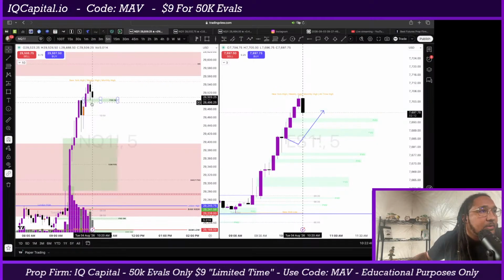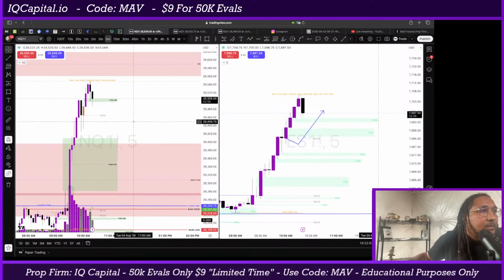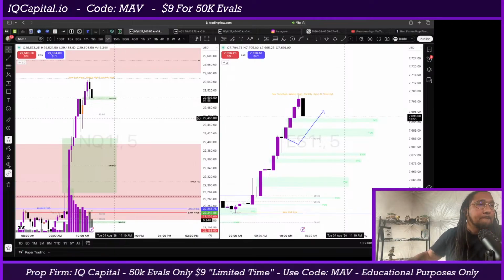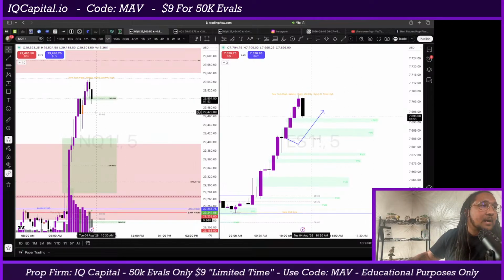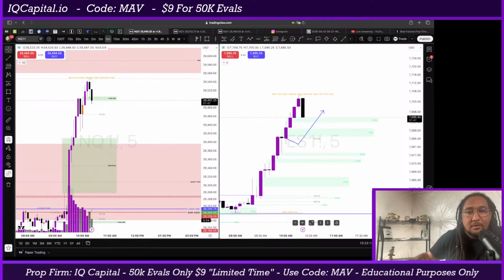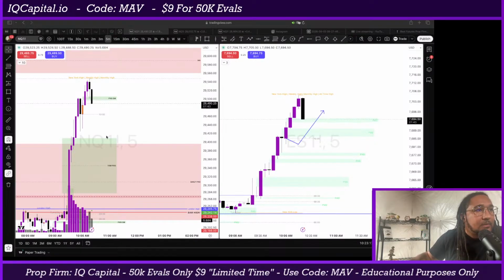If these wicks, as long as we don't get a body closure below, that would be respecting this 5-minute fair value gap. And we've got about 2 minutes left. However, if we do close below this gap, that's an indication that we may be seeing lower prices or a deeper pullback. But if we get a body closure, then a retest, and then a continuation downward, that's good confirmation for nice deeper pullbacks, maybe into this 15-minute.